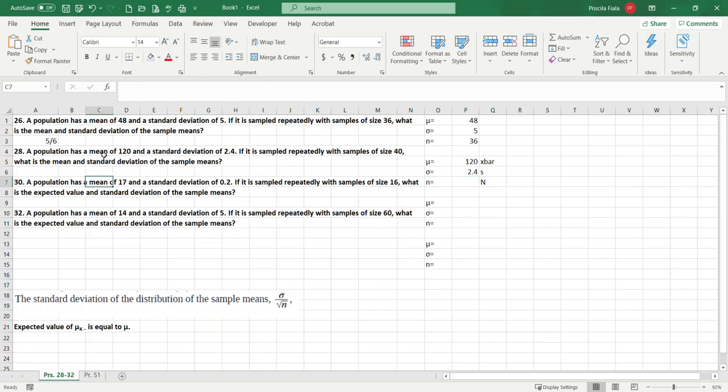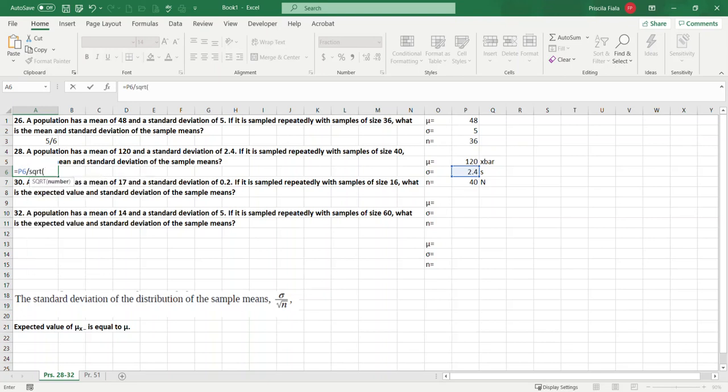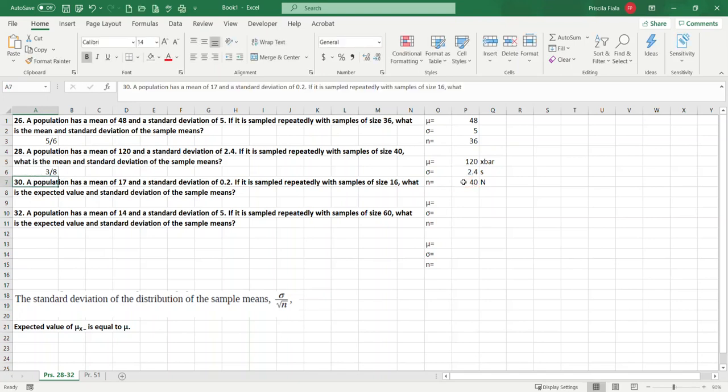Again, if it's repeatedly with a sample size of 40, what is the mean? The mean is 120. What is my standard deviation of the sample mean? Sigma divided by the square root of my sample size, which is 40. And that's going to be 3 divided by 8.